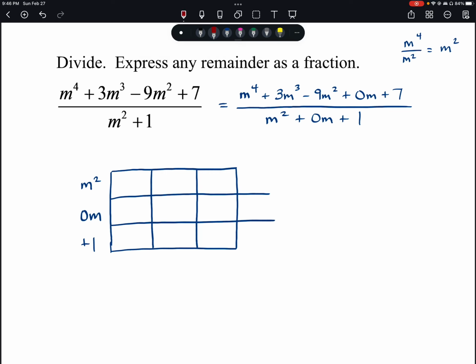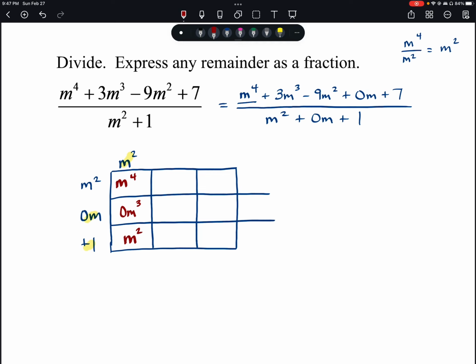All right, so we'll put in our m to the 4th, and that's all we're going to put in there. We know this has to be an m squared, and then we're going to take this m squared and multiply it times each of those. So m squared times 0m would give me 0m to the 3rd. And then m squared times 1 is going to give me a positive m squared.